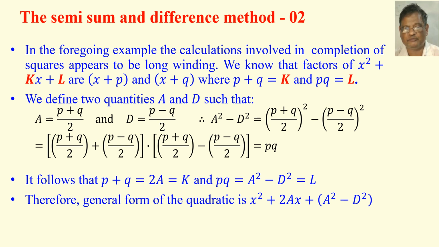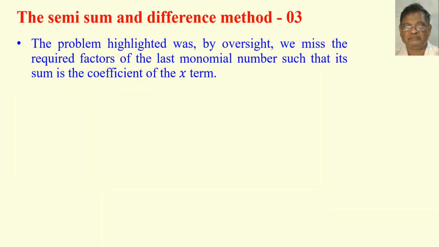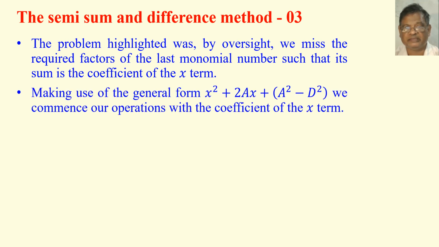Therefore, the general form of the quadratic can now be written as x squared plus 2ax plus a squared minus d squared. The problem highlighted was that, by oversight, we missed the required factors of the last monomial, such that its sum is the coefficient of the x term. Making use of the general form x squared plus 2ax plus a squared minus d squared, we commenced our operations with the coefficient of the x term.